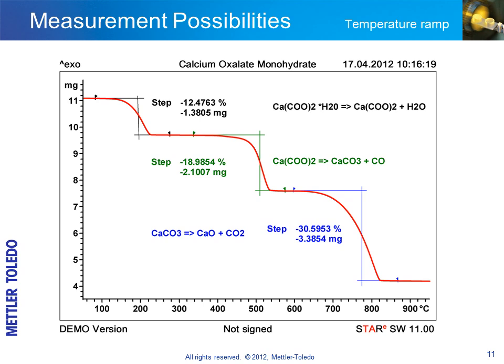The first step is due to the loss of water of crystallization. The second step is due to decomposition with the formation of calcium carbonate and release of carbon monoxide. The final step is also caused by a decomposition reaction involving the formation of calcium oxide and the liberation of carbon dioxide.